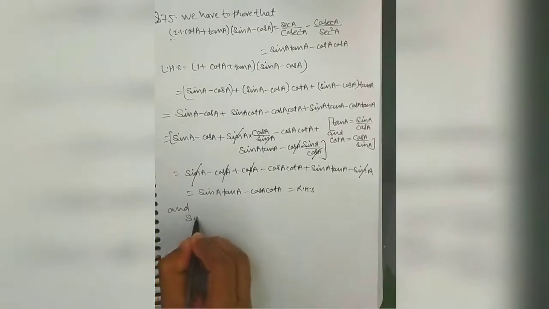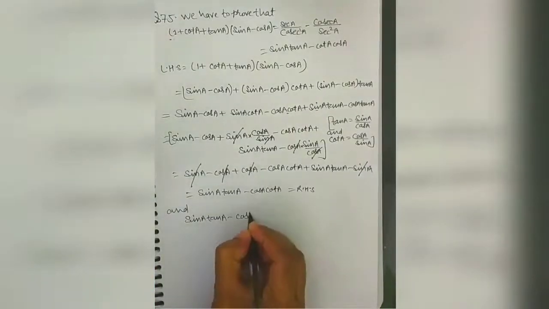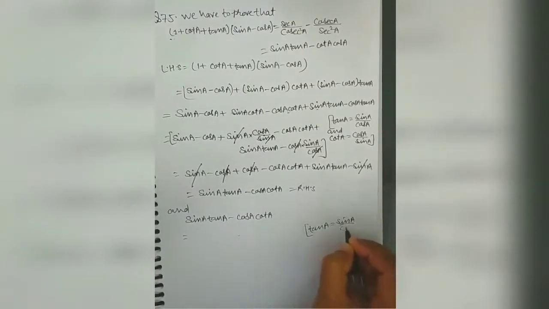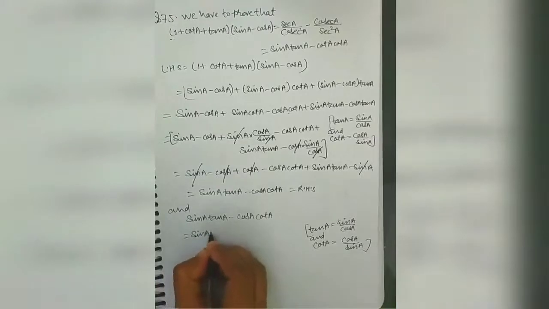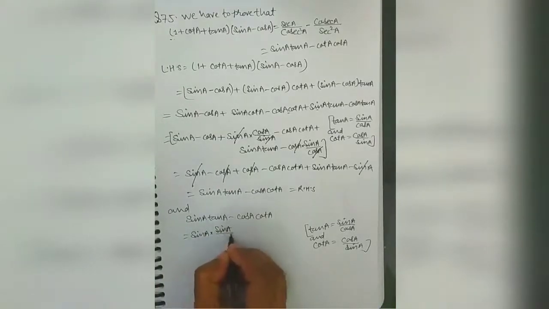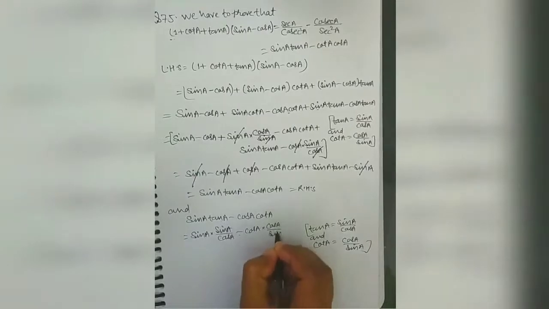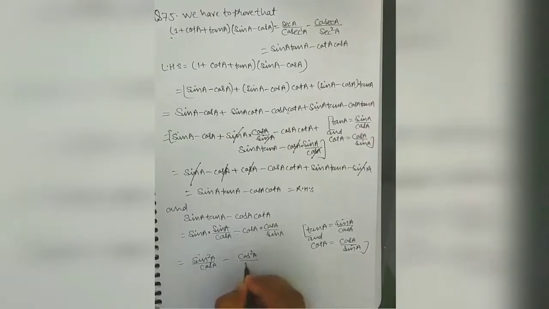And now we take sin A into tan A minus cos A into cot A. Here we use the formula tan A equal to sin A upon cos A and cot A equal to cos A upon sin A. So we write sin A into tan A, that is sin A upon cos A, minus cos A into cot A, that is cos A upon sin A. So we get sin square A upon cos A minus cos square A upon sin A.